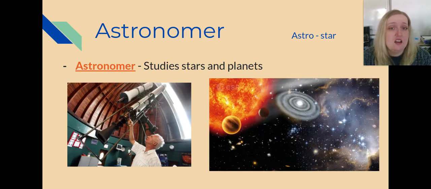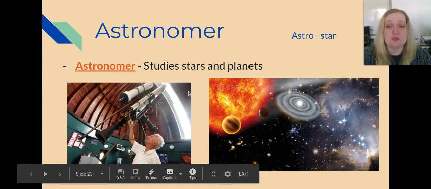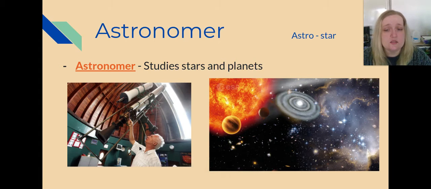Astronomers next. There are several prefixes again that I want you guys to learn. This one has one. Astro. Astro means star. So an astronomer is a scientist that studies the stars and planets. The picture that you will see is this one right here. So he has a telescope there that he uses to look at different planets.